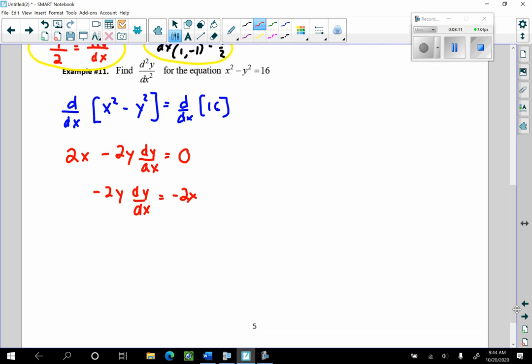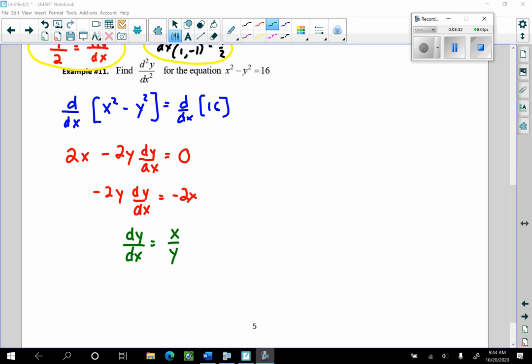Subtracting negative 2x, now I'm going to divide by 2y, and it looks like I have dy/dx is equal to x over y, true or false? Now, I verified that I did do a correct job on finding dy/dx.